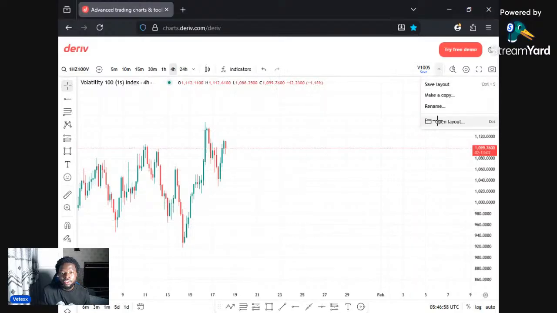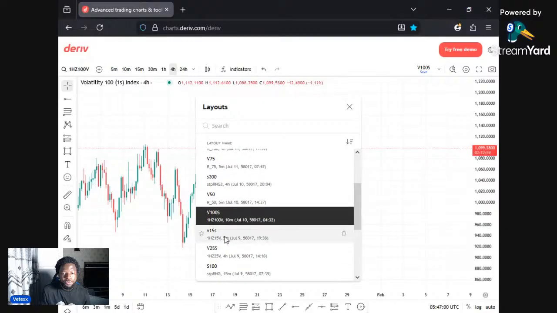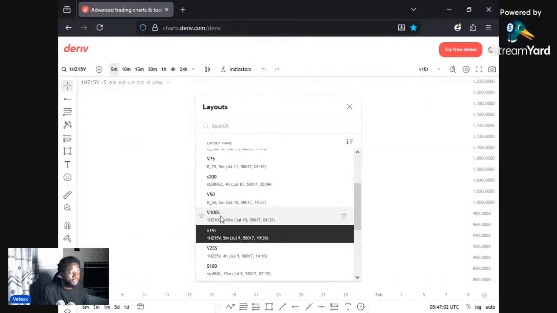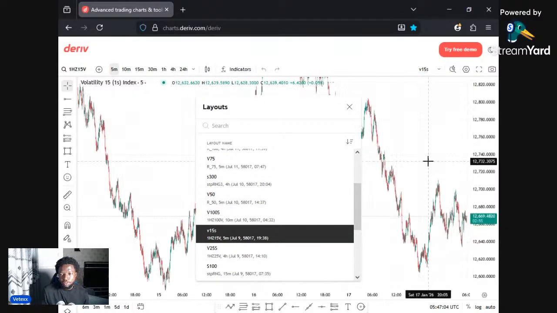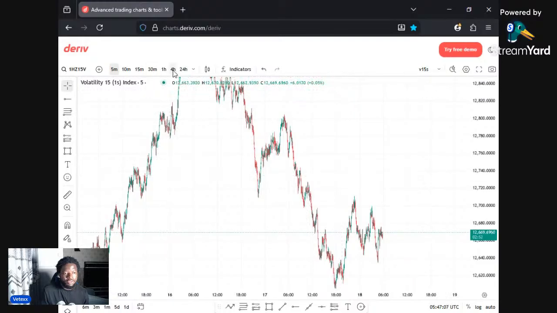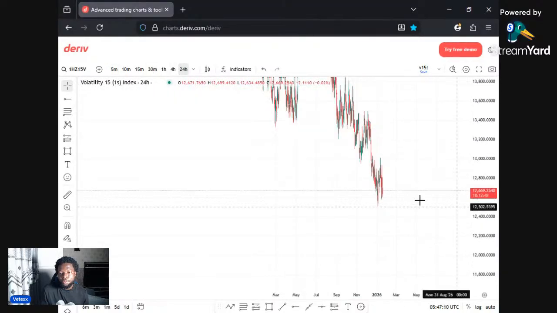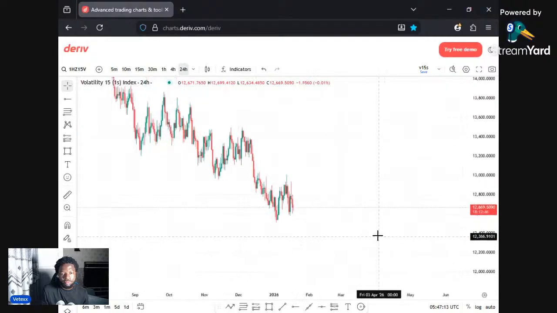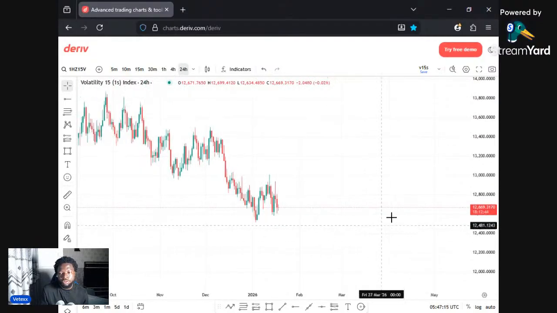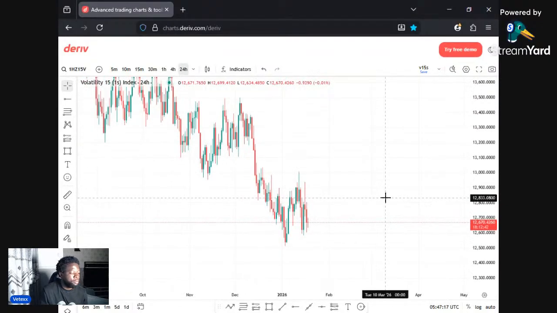The next pair on our list is V15.1, which is volatility 15x. Looking out for volatility 15x. So first of all, we'll go to the 24-hour time frame and see what is happening on the 24-hour time frame. On the 24-hour time frame, we can only see that the trend is bearish. Nothing is happening on the 24-hour time frame.